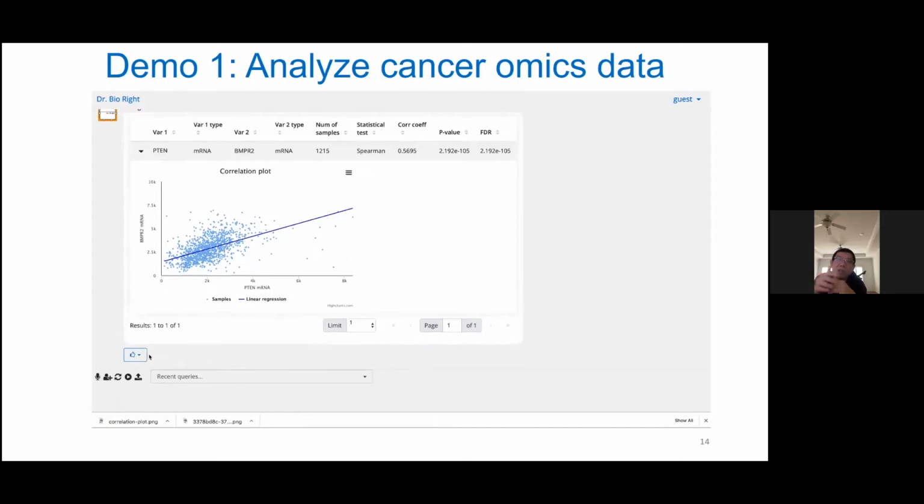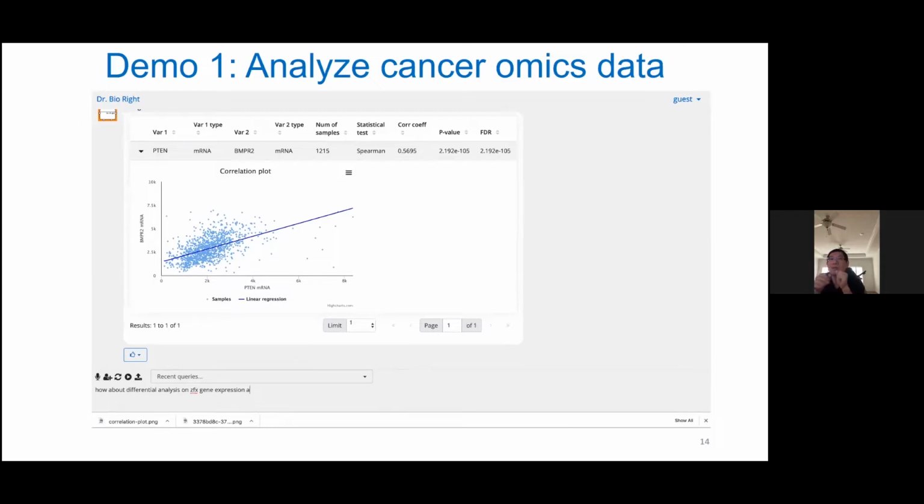You also see DrBioRight asks you to rate this job, whether you're satisfied with the job. If you're satisfied with the job, you can just say yes. And if you're not satisfied, you just give a bad. This feedback essentially helps us improve our underlying model, how to interpret your sentence.